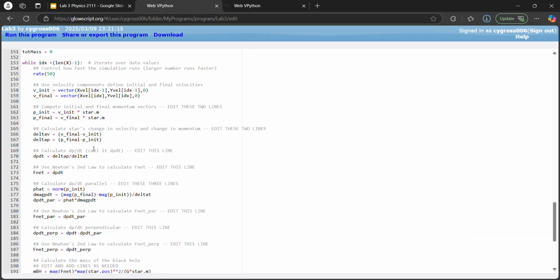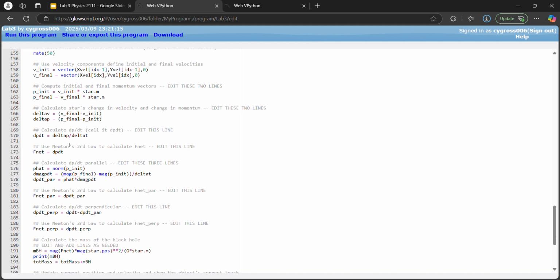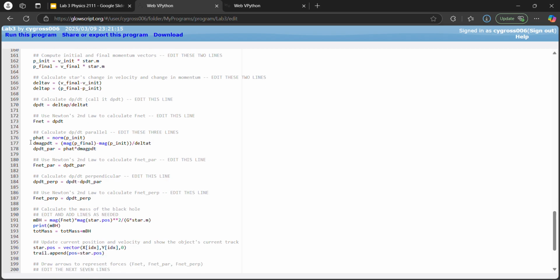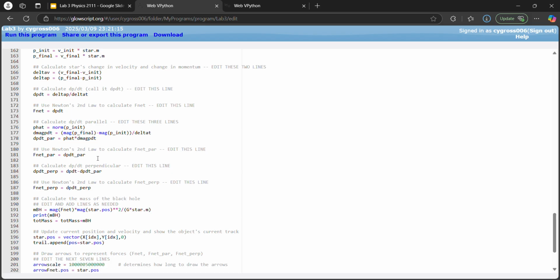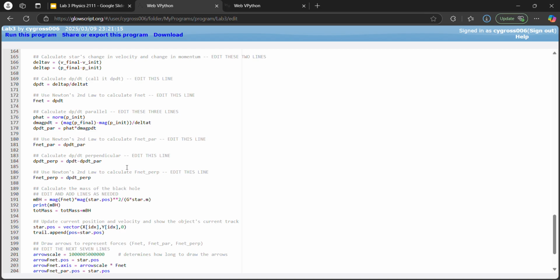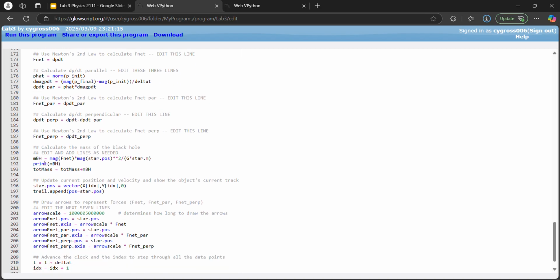Here's Part 1. Important parts of Part 1 are defined P initial is just velocity times mass, the same for P final. Deltas is just the final minus the initials. The change is the delta over the delta time, F net being what was found from that. Define P hat, U norm, the P initial. Here's the formula for the magnitude. And then we find our force parallel here. From force parallel, we can find the force perpendicular if we know force net. And then the mass of the black hole is just changing around the force due to gravity equation, where this is raised to the power of 2.